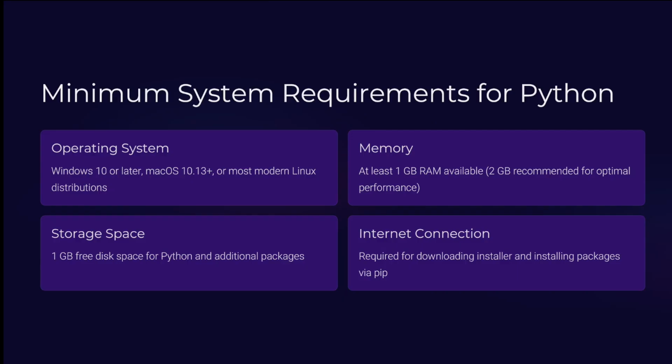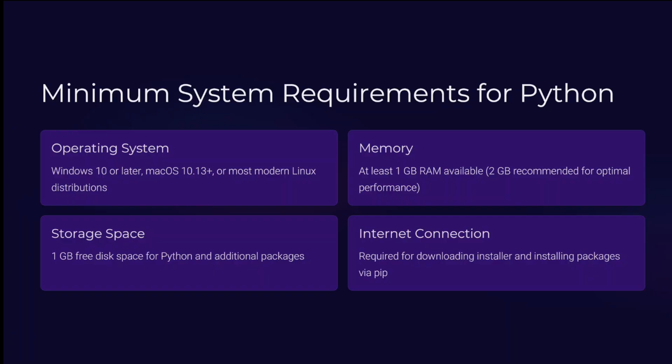Think of them like requirements for a game: Windows 10 or later, or a Mac or Linux operating system. At least 1 GB of RAM, but 2 GB is recommended. 1 GB of free storage, and internet to download Python. Why should we check this?